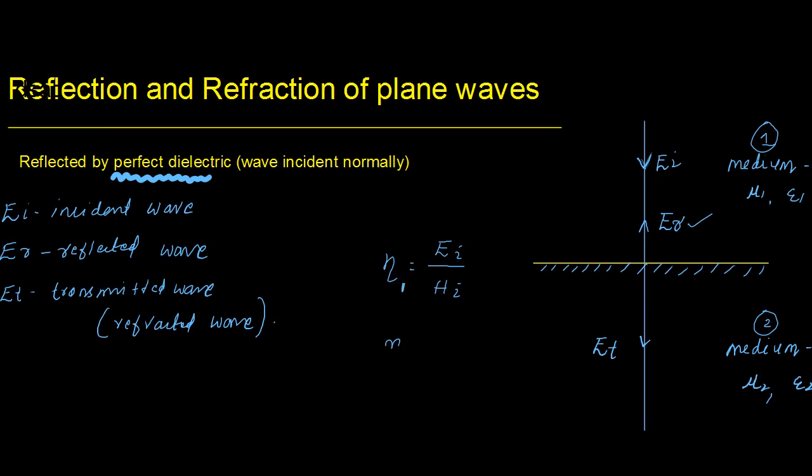Similarly, the characteristic impedance of medium 2 we can write as eta 2. In medium 2 it is a transmitted wave, so this is ET by HT. Similarly, eta 1 can also be expressed in terms of the reflected wave, that is ER by HR.